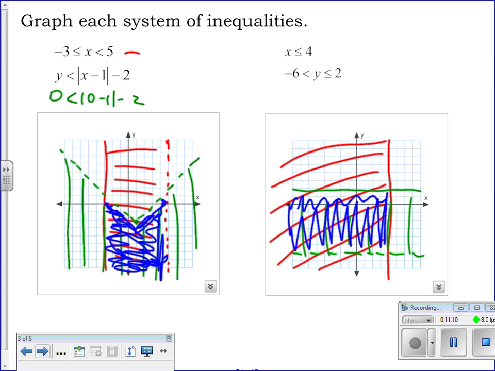Graph one, graph the other, where are the overlaps? Not that hard, is it? I hope. Questions so far?